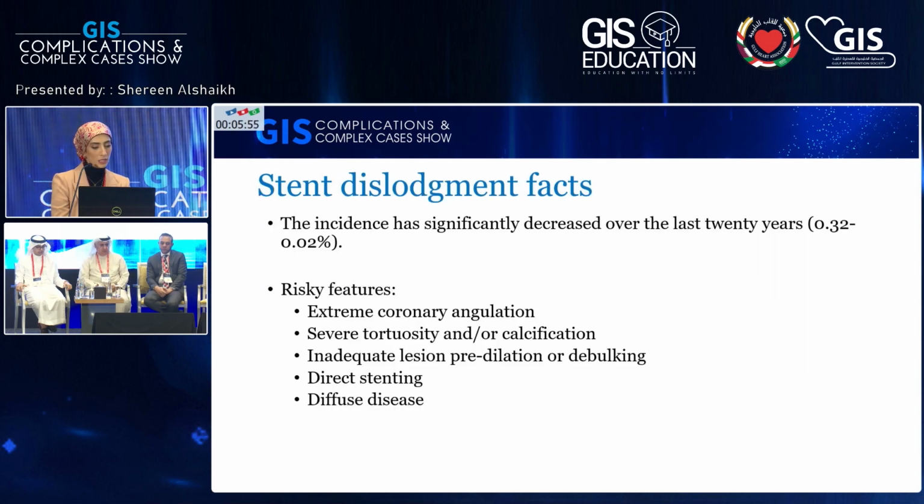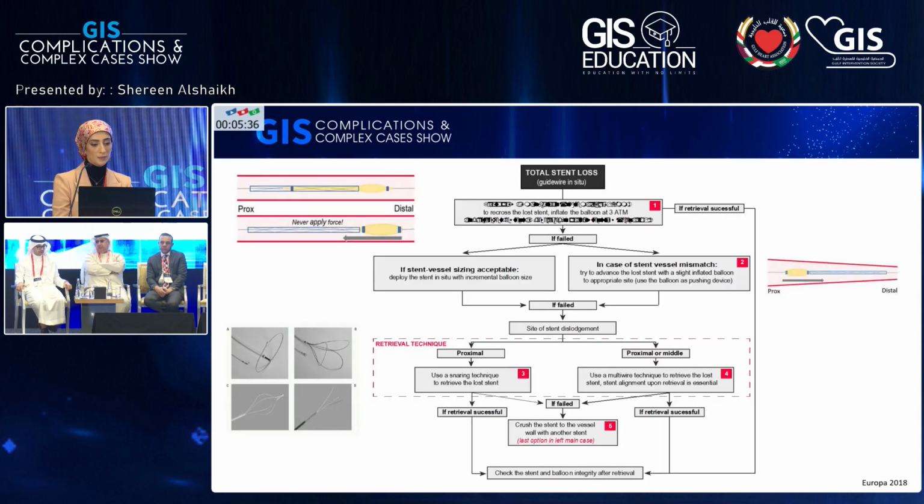So as my colleague said, it is very low incidence, and the risk features are extreme coronary angulation, as in our case, with the tortuosity and calcification, inadequate predilatation or debulking of the lesion, direct stenting also, and diffuse disease. And I think he covered all this algorithm very well.